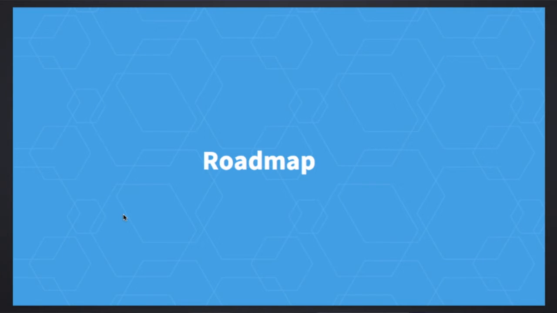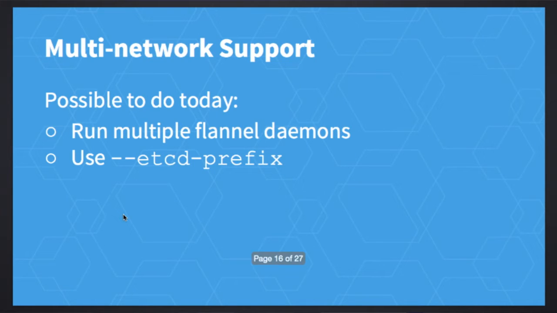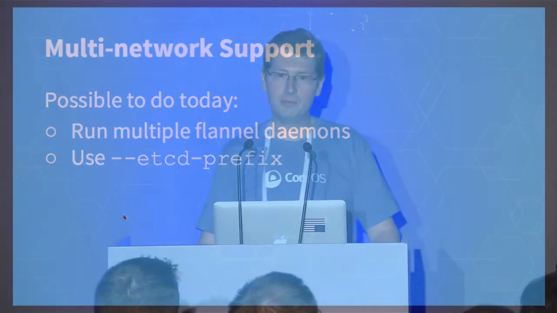Okay, so that's kind of the overview of Flannel. And now I want to talk a little bit about the roadmap and where we are going next. So the first thing is multi-network support. It's actually possible to do multi-networks today. All you have to do is run multiple instances of the Flannel daemon and give it the --etcd-prefix, pointing it to different directories in etcd, and then they're not going to conflict.